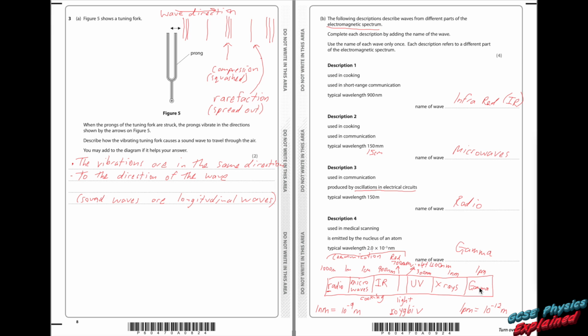It's just going to be X-rays or gamma. It's emitted by the nucleus of an atom, right? Well, you know it's gamma, as soon as you see that statement. And the typical wavelength is 2 × 10 to the minus 3 nanometers. Yeah, that's about right. Gamma rays and X-rays do overlap. So that's fine, that's gamma. X-rays are produced by very high voltages.